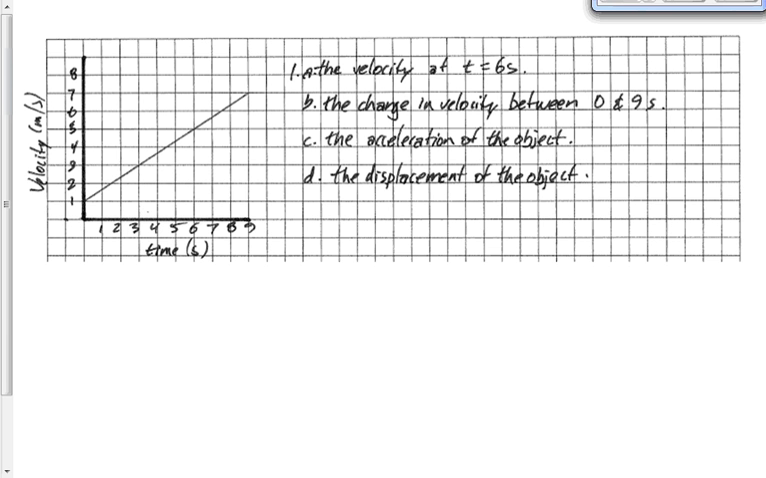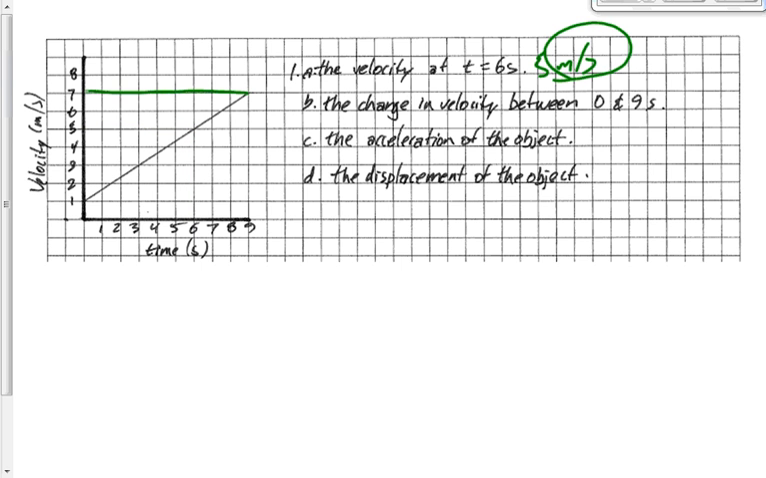Let's take a look at question number 1 here. This one we're asked to find the velocity at 6 seconds, the change in velocity between 0 and 9, the acceleration, and the displacement here. The velocity at 6 seconds is the easy one. It's going to be up and over, so it's going to be 5 meters per second. How many people got that? Good.